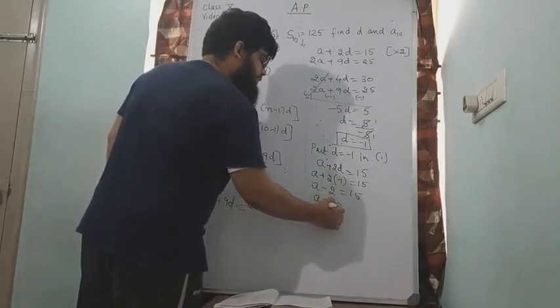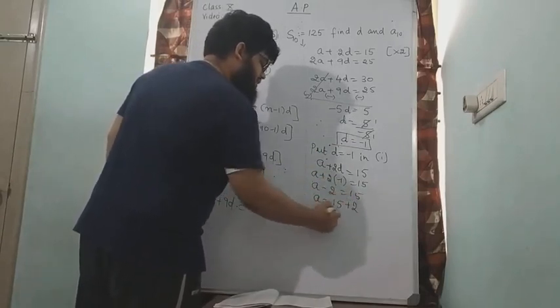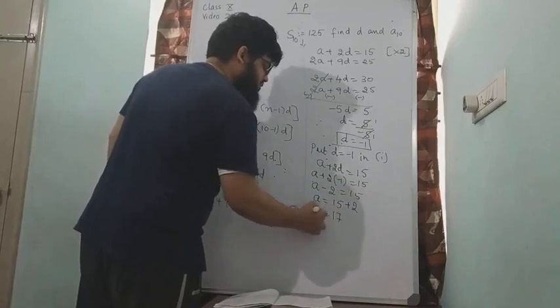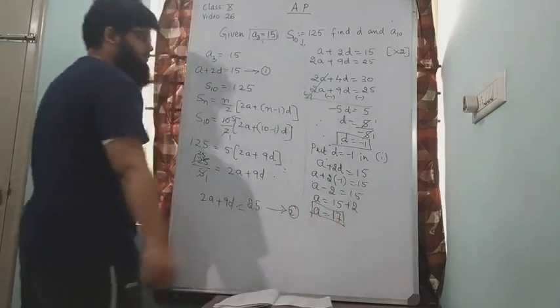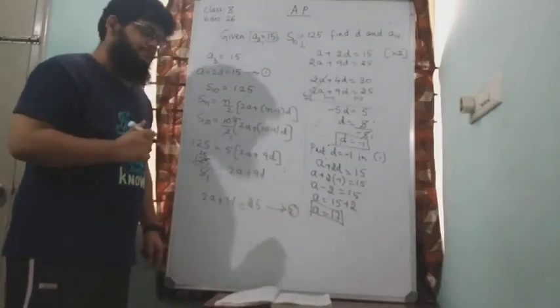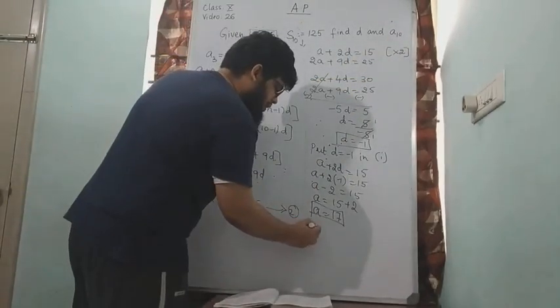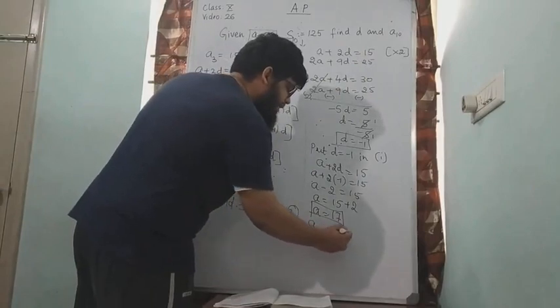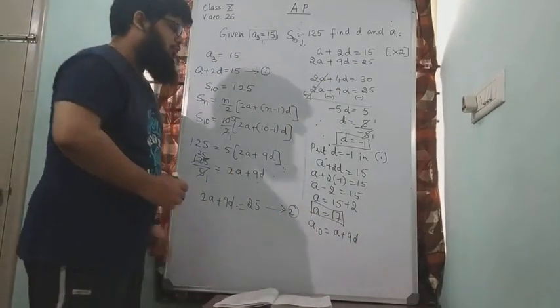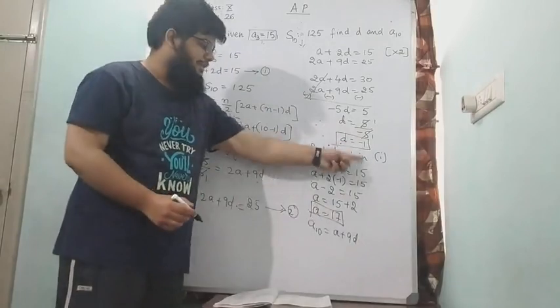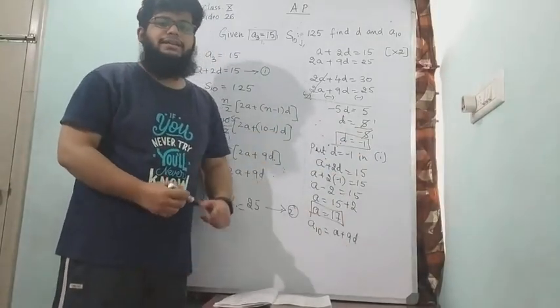A is equal to 15. Minus 2 becomes plus 2. A is equal to 15 plus 2 is 17. Now we have got this also. Lastly, you will have to find out A10 according to the question. A10 is equal to A plus 9D according to the general form. Now you have the value of A also, you have the value of D also. Find out what is A10 on your own.